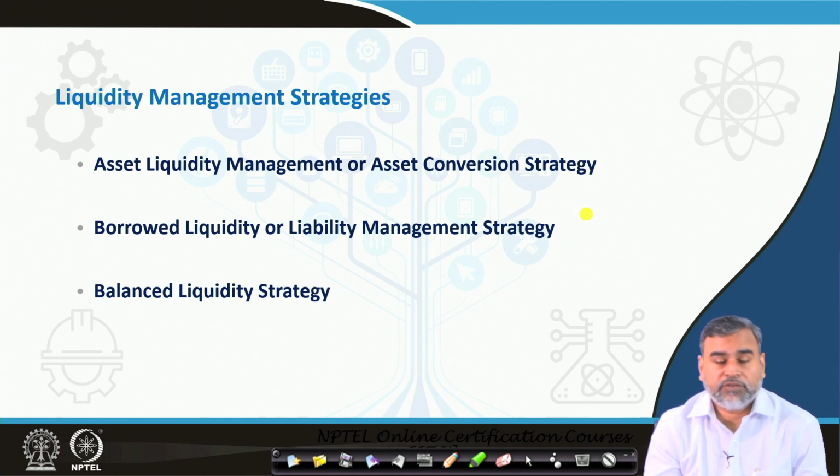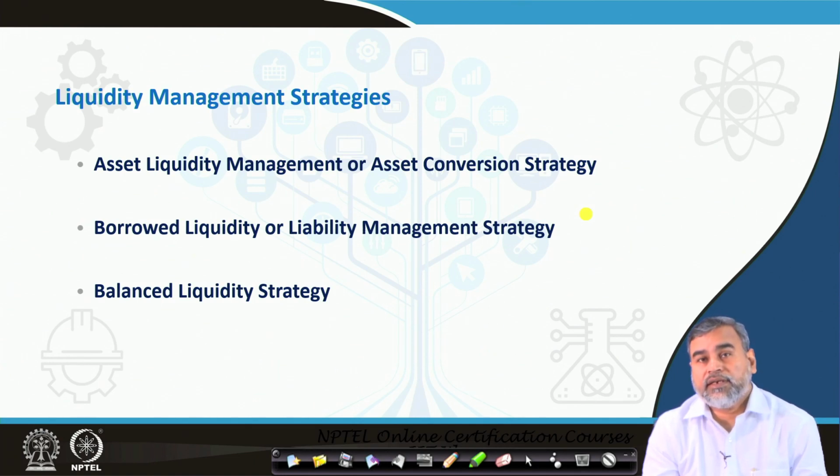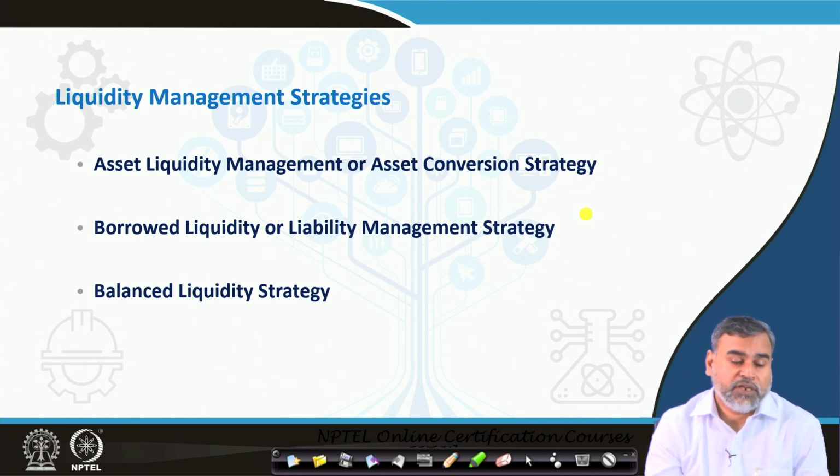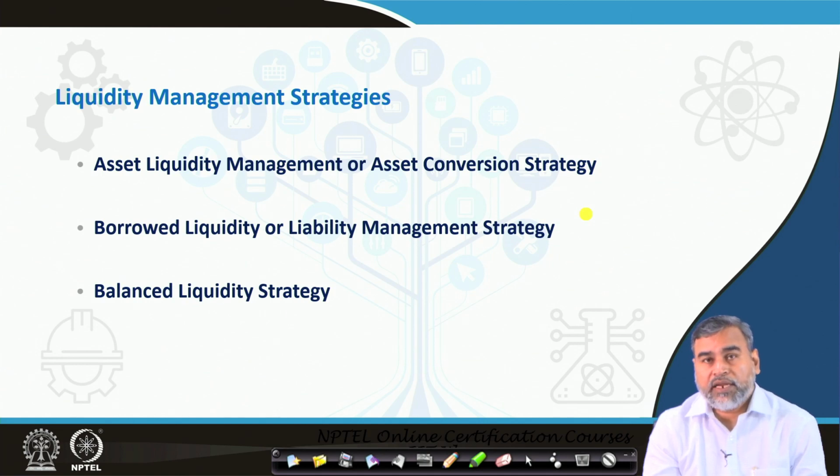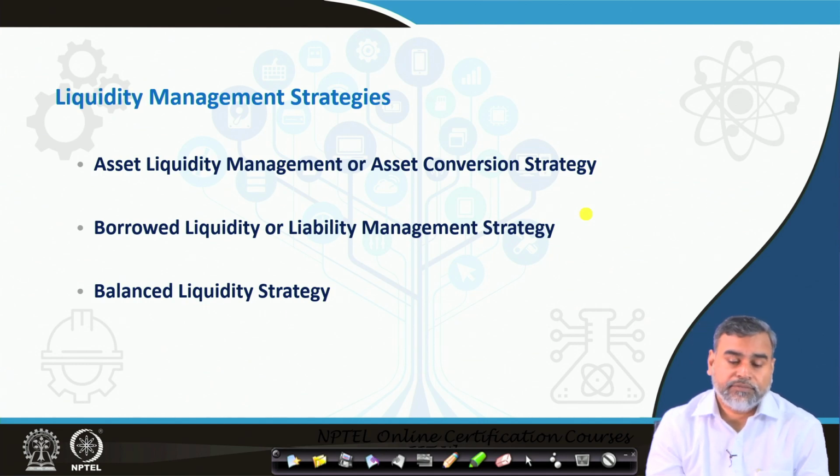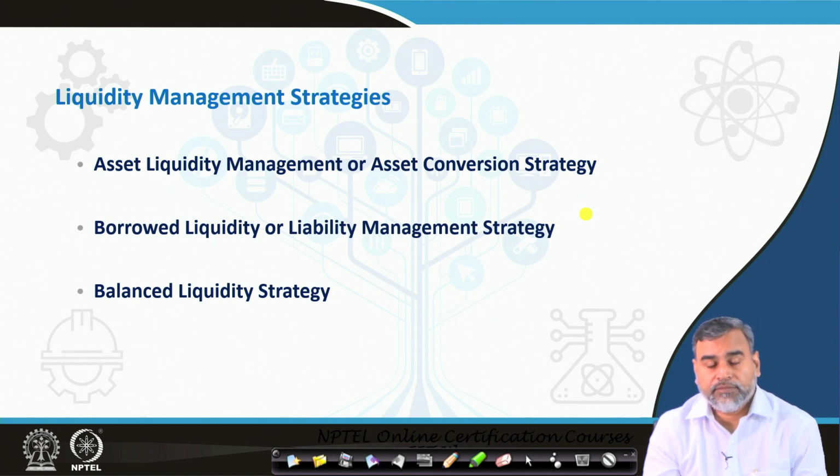In this context, there are three types of management strategy the commercial banks can adopt to manage their liquidity positions. What are those? One is asset liquidity management, or asset conversion strategy. They can use their assets to manage the liquidity. They can use their liabilities to manage their liquidity, which is the borrowed liquidity or liability management strategy.